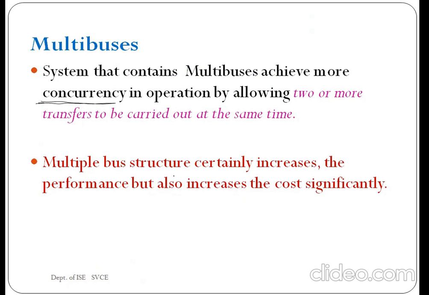What are the pros and cons of the multi-bus? The multi-bus structure certainly increases performance. Obviously, since it allows multiple operations at the same time, data transmission can be done at a faster rate using a multi-bus. But at the same time, it increases the cost significantly.